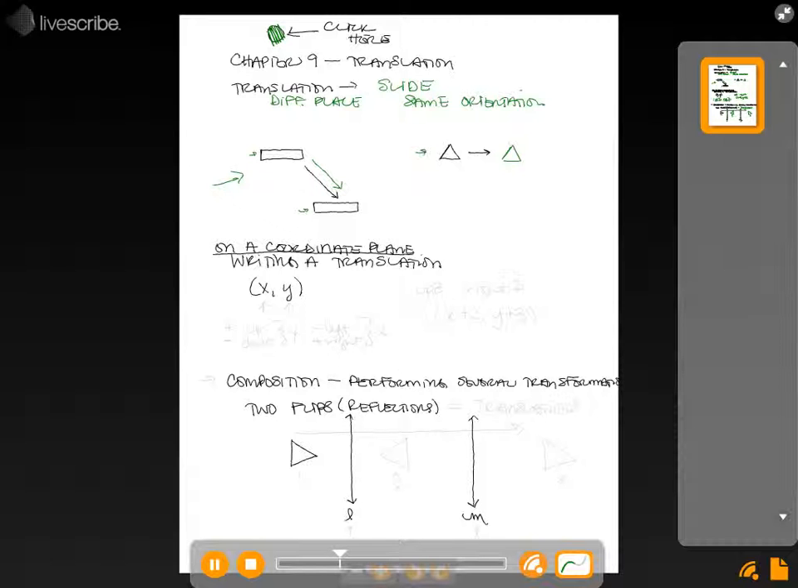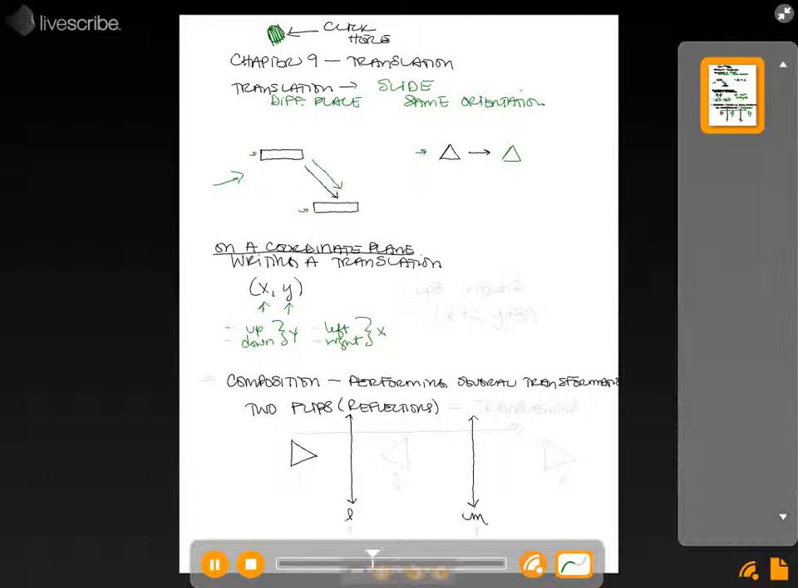Now, what we're going to focus on is on a coordinate plane. When you're writing a translation on a coordinate plane, you have distance. We have a number that we're going to the left or to the right. So what we do is we're going to add or subtract to the x of each point, and we're going to add or subtract to the y. Now, if we're going to go up or down, those go with the y. If we're going left or right, those go with the x, because that's the way our axes are set up. The x-axis is the horizontal one, goes left and right. The y-axis goes vertical, it goes up and down.